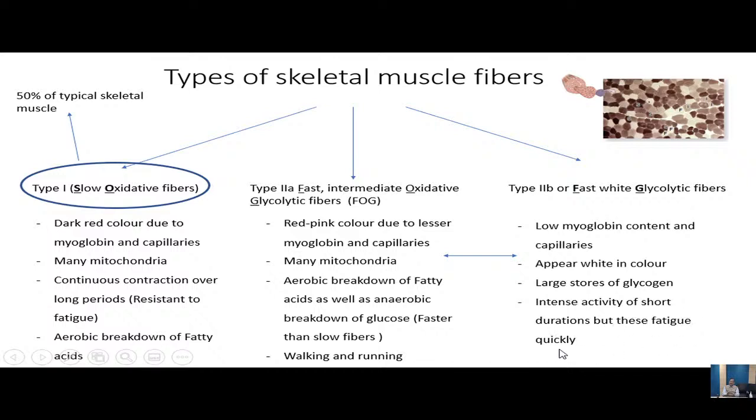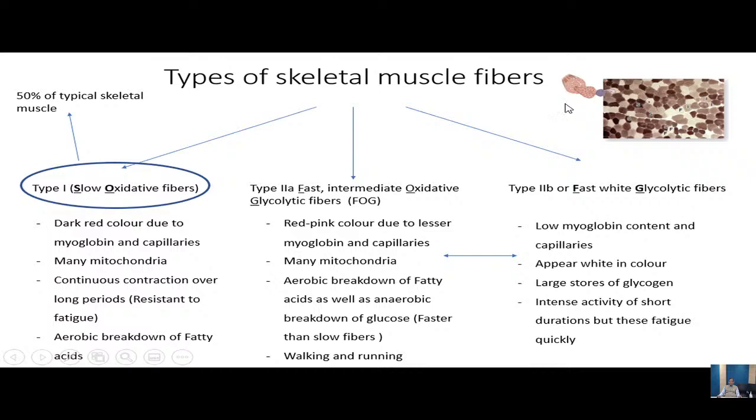The muscles of our hand, you will see that if you are typing on the keyboard, after some time your fingers feel very fatigued. You are not able to type properly. So the muscles of the hand particularly are of this type, FG type. And they produce activity for short periods of time. So in athletes who are taking part in the 100 meters race or steeplechase, they would be very well developed.